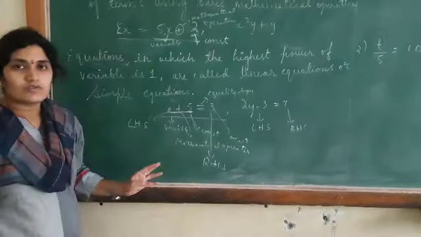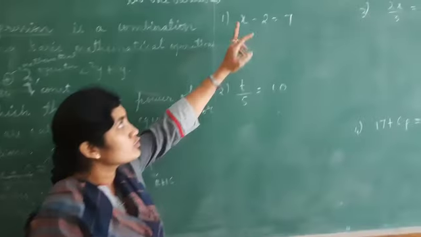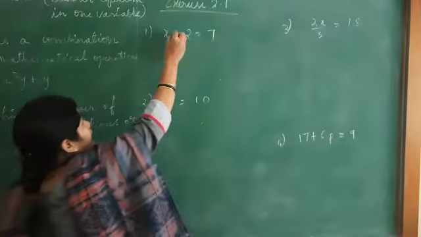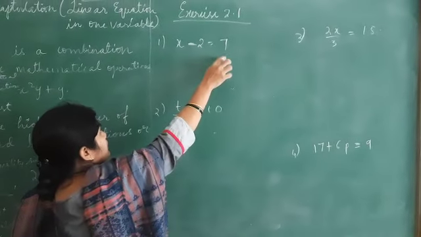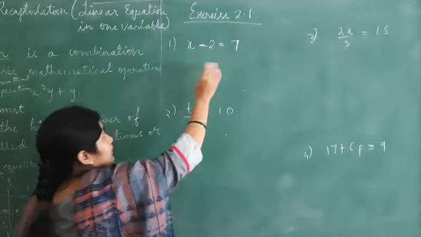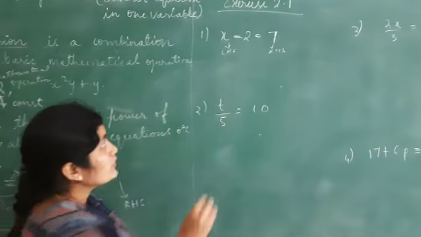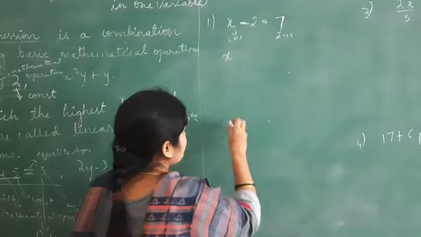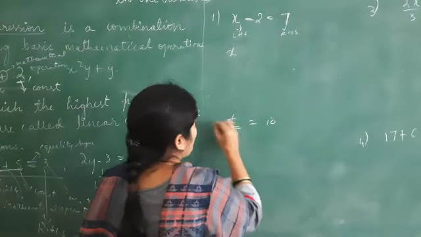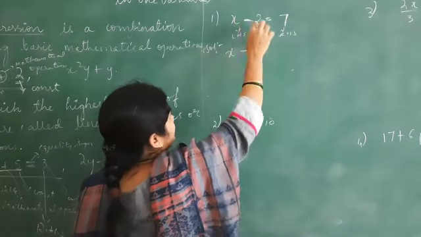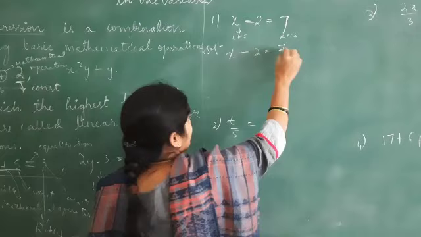So now let us move on to problem solving, that is exercise 2.1. Here I have chosen some problems that I will solve. The first one is x minus 2 is equal to 7. So here this is LHS and this is RHS. Now how to solve the problem: first consider x. You have to write here x minus 2, this is the solution. Once again you write the question, x minus 2 is equal to 7.